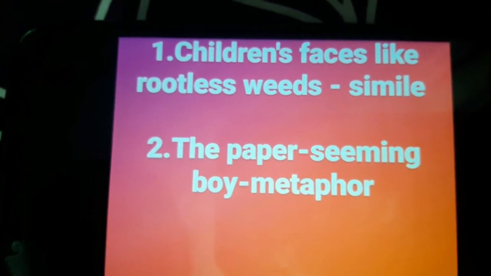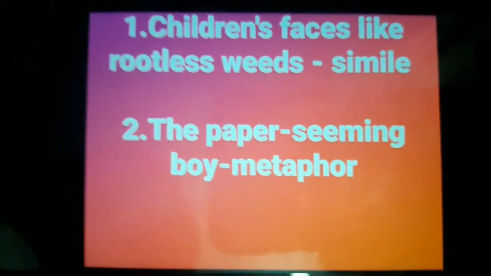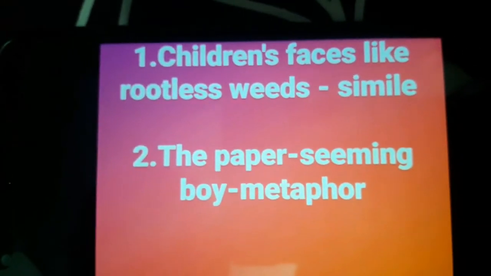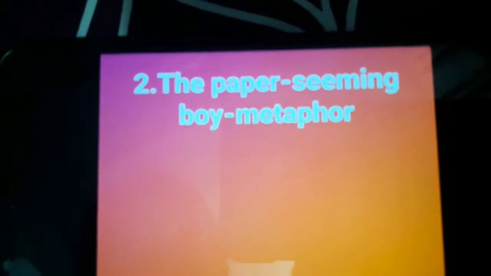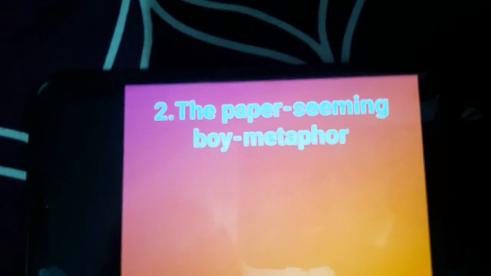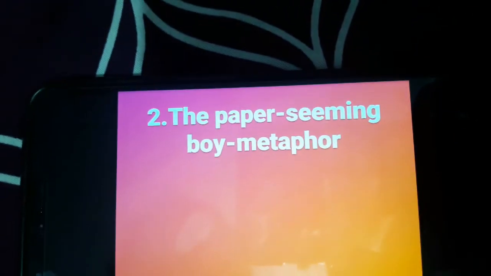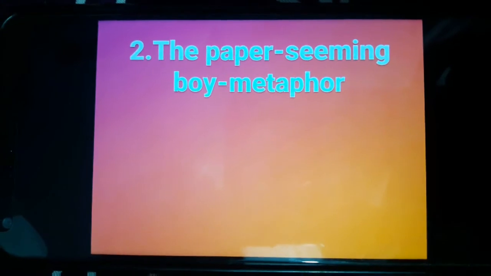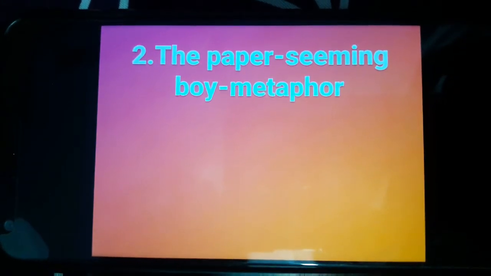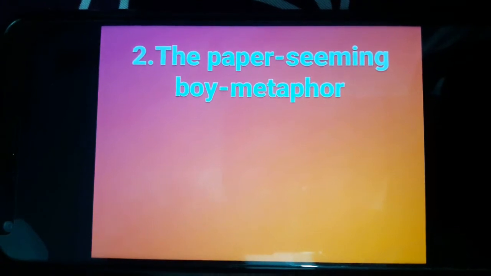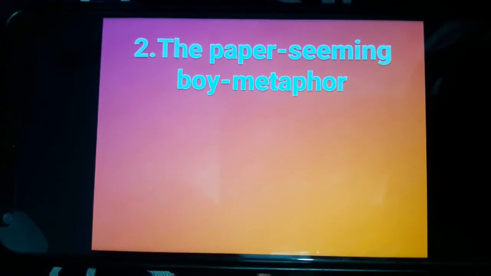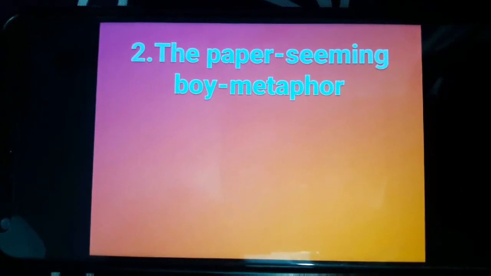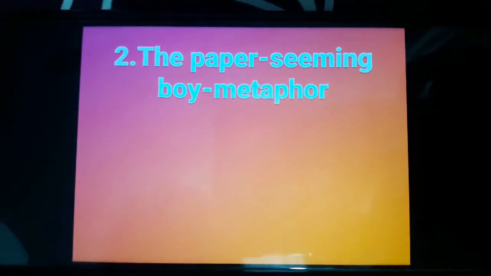Now see the second one, the paper swimming boy. Here also we see the comparison between paper and the boy. The boy is as thin as paper. There is comparison, but no words like and as. So this is metaphor. Metaphor is a figure of speech where two things or two persons are compared, but the words like and as are not used.